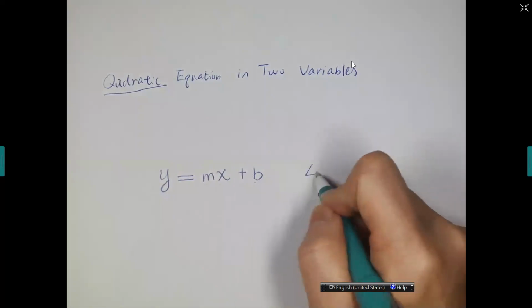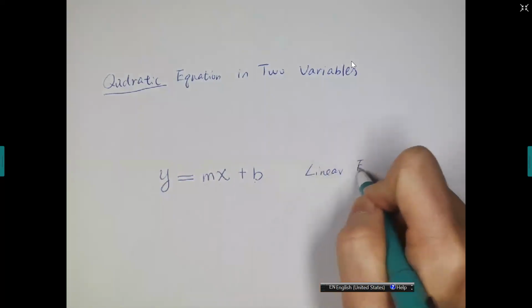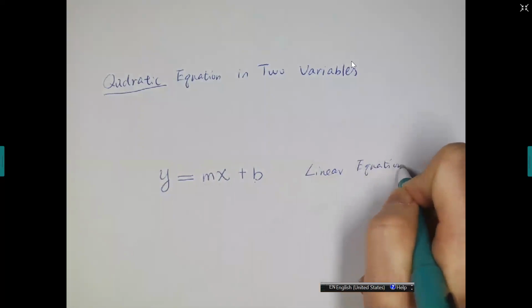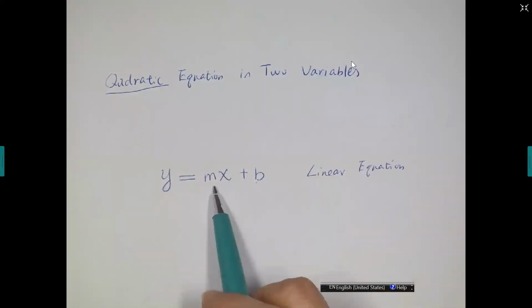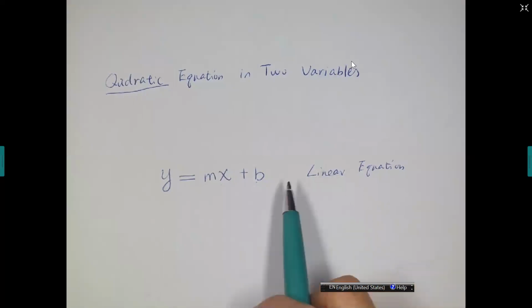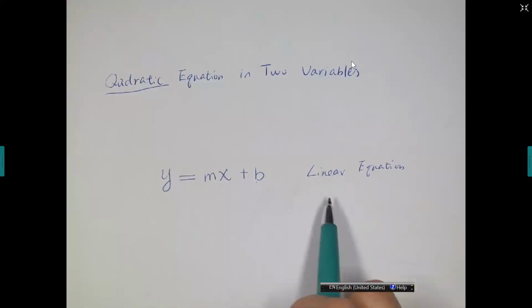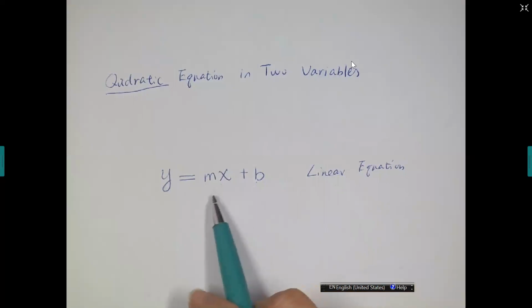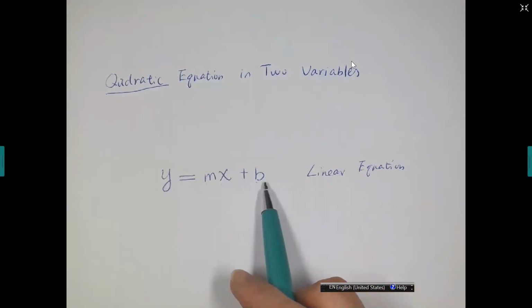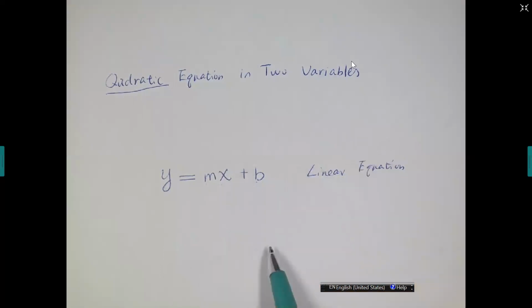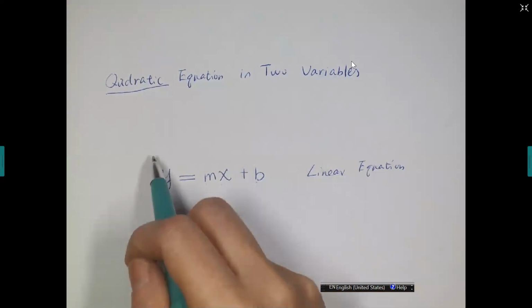So this is the linear equation in two variables. Y and x are the two variables. The graph of a linear equation, we know, is going to be a straight line. Any straight line will have a slope, so m is the slope, and b represents the y-intercept, where the line crosses the y-axis. This is what we did in Algebra 1.